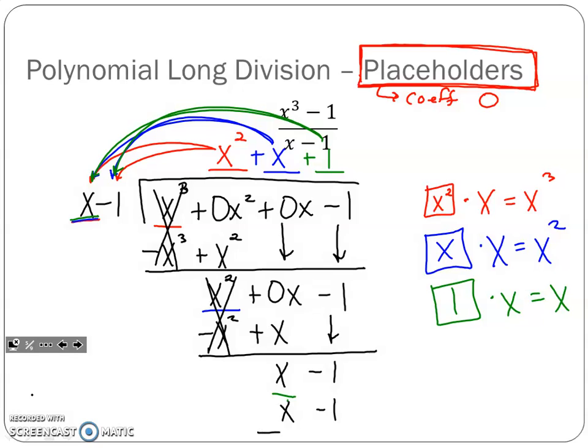Again, everybody say it with me. Draw the line. Change the signs. My x's cancel like I wanted. Now I have a negative 1 and a positive 1. That does cancel, so I have no remainder. If you have no remainder, you don't have to worry about writing anything up there. Your answer is just x squared plus x plus 1.